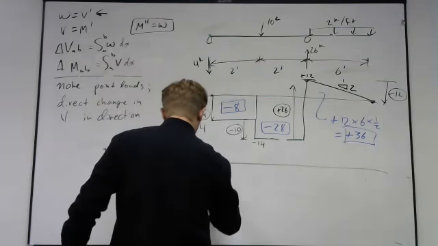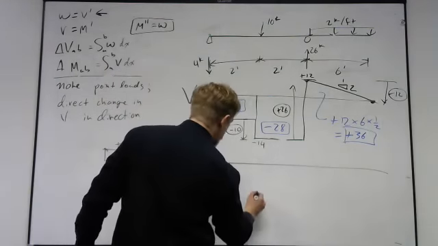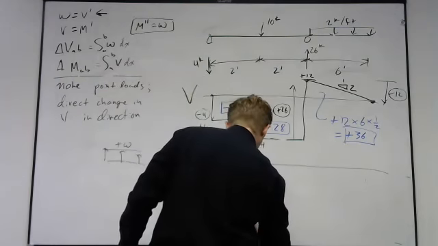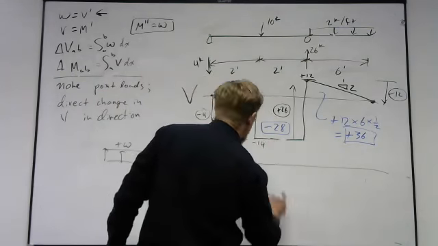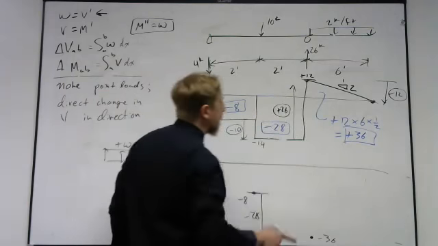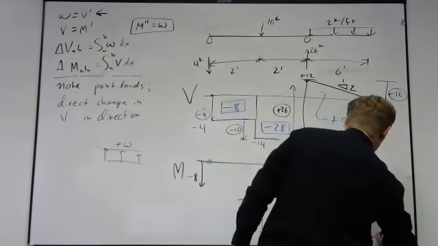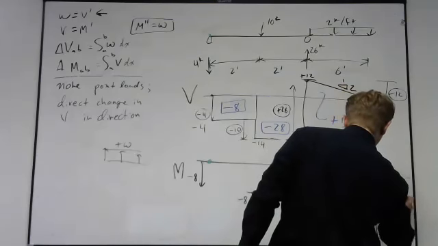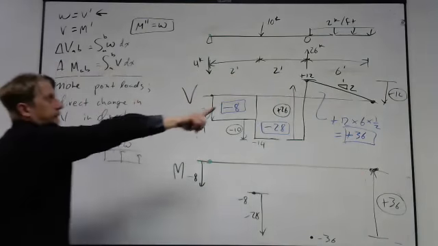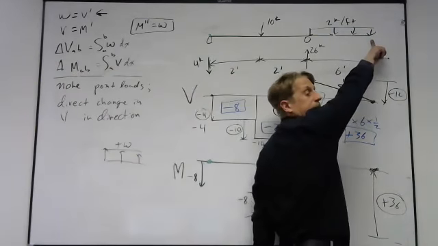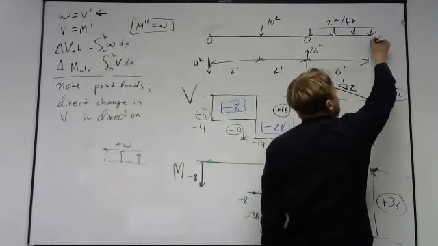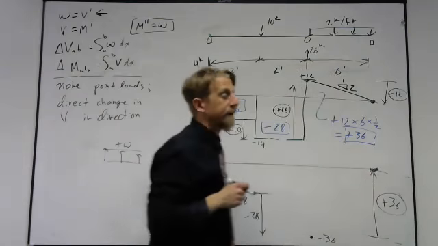Okay, -8 brings me to -8. -28 brings me to -36, plus 36. And I'm pretty happy because that closes my diagram. I don't see a moment there. On this far end, moment should be 0 right at this point. If you're not convinced of that, you could just take a slice and do a moment equilibrium there. There can't be a moment there.